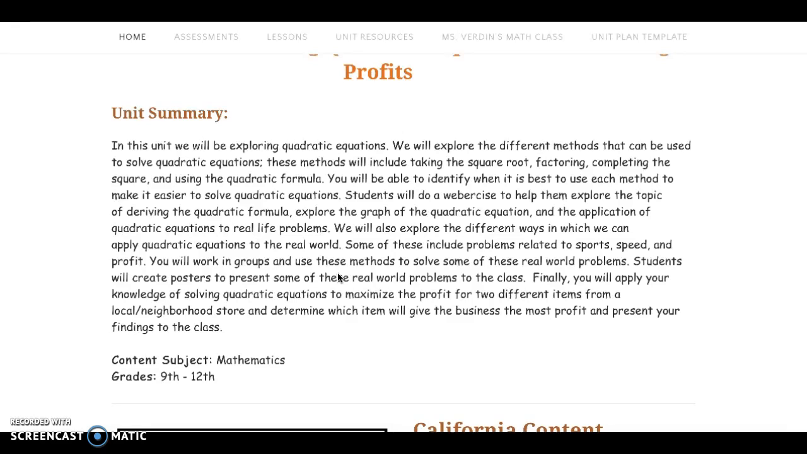To give you a quick insight on this digital unit, the unit addresses the different methods for solving quadratic equations, such as the square root method, factoring, completing the square, and using the quadratic formula. Students will be able to identify which of these methods is the best to use when solving a quadratic equation. Sometimes solving using the square root method might be faster or easier than using the quadratic formula. It just depends on the setup of that quadratic equation.